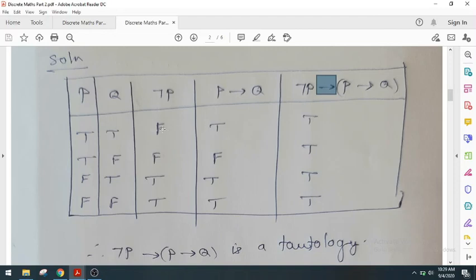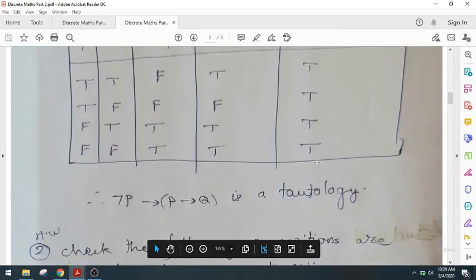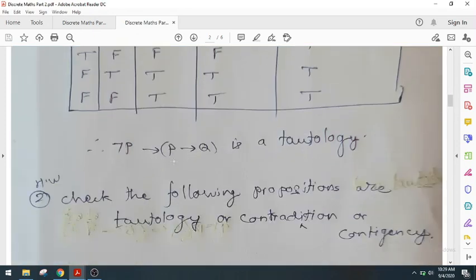Look at first row, this is not TF format. Second row, this is not TF format. Third row is not TF. Fourth row is not TF. Therefore, we got all are T. That's all. Therefore, negation P then Q is a tautology.